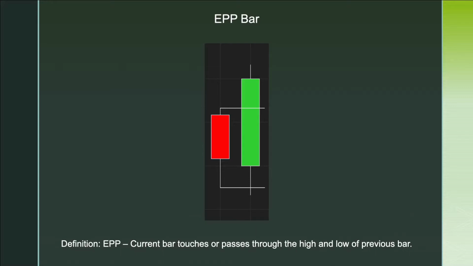Now you may have heard it explained in different terms. You may have heard it called an outside bar, or you may have called it an engulfing bar. We call it an encompassing bar. Our EPP stat identifies how often this happens in every 30-minute period.